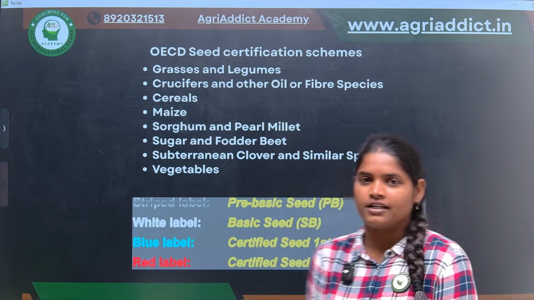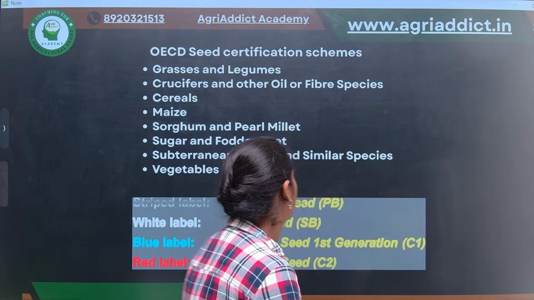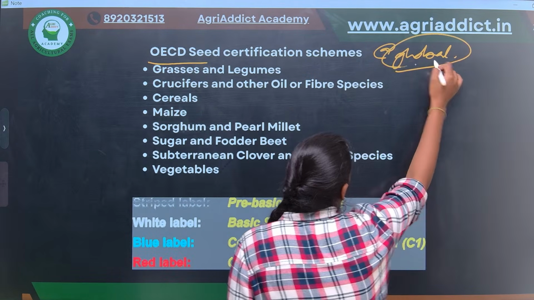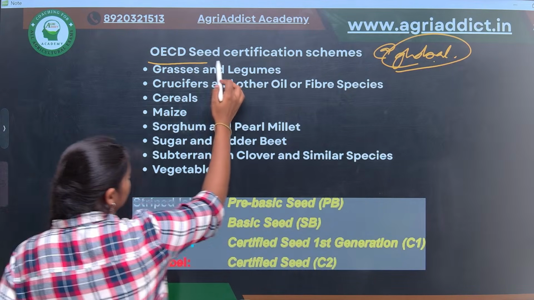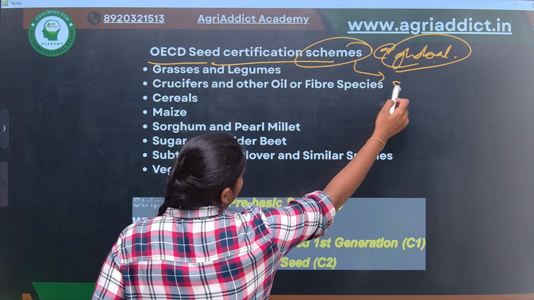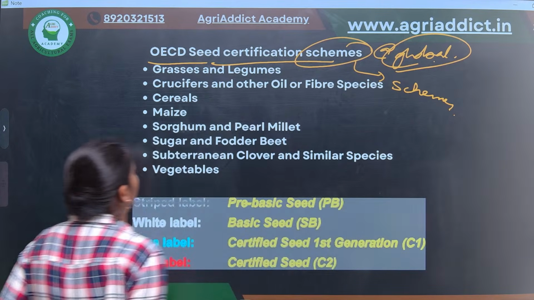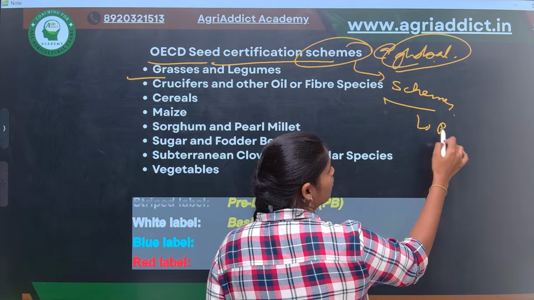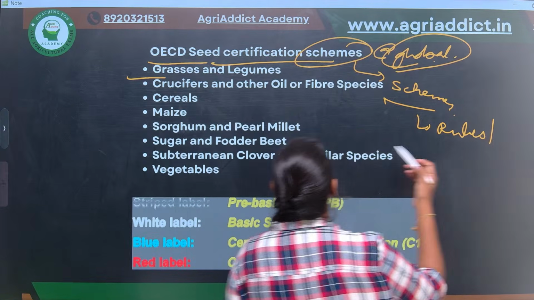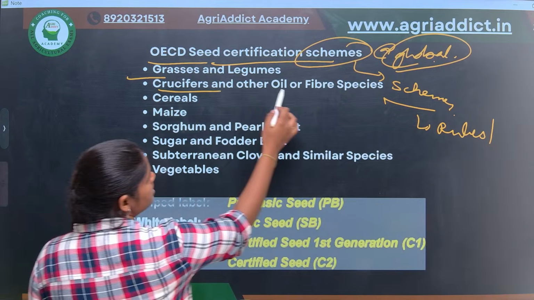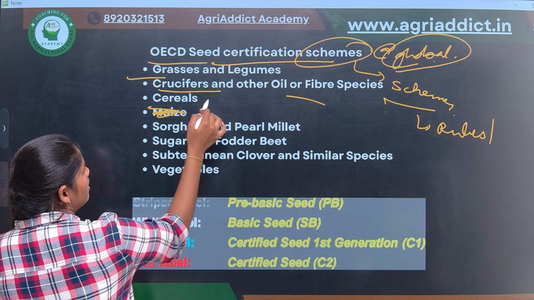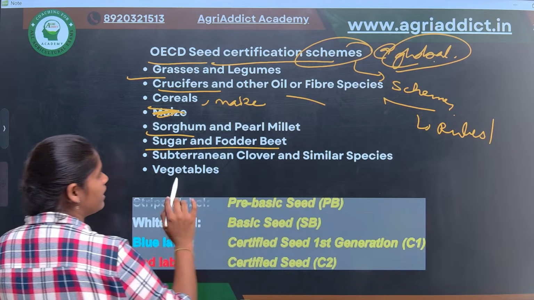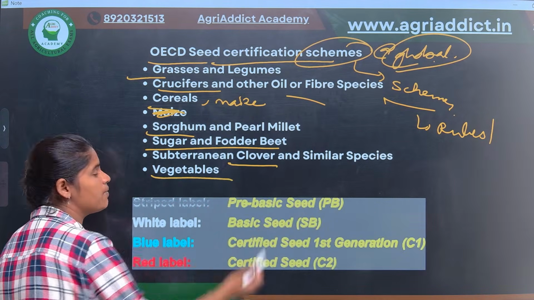Okay, other than that, we have OECD seed certification also. I told, right, at a global level we have, other than IMSCS, at a global level we are following this. In OECD seed certification, we will be having different schemes. Like for grasses and legumes, it is different. That means schemes means they are providing different rules or different standards according to scheme. For grasses and legumes, it is different. For crucifers and oils, it is different. For cereals, maize included here. Cereals, it is different. For sugar and fodder wheat, it is different. And clovers, it is different. For vegetables, it is different.